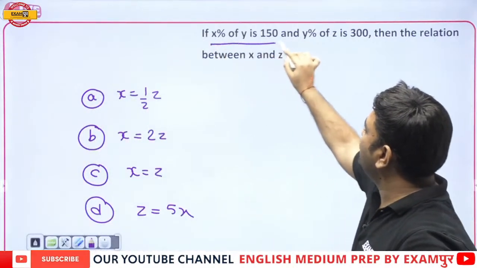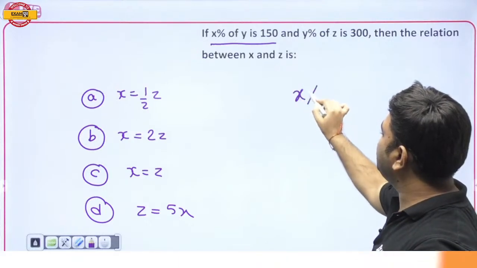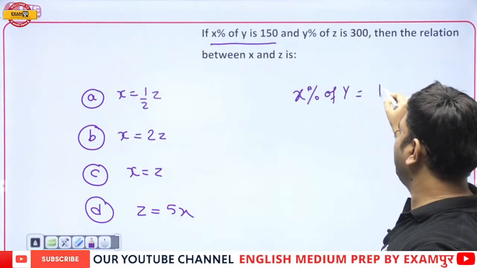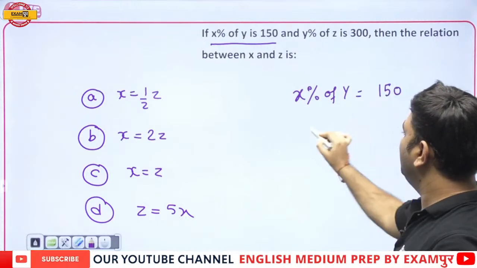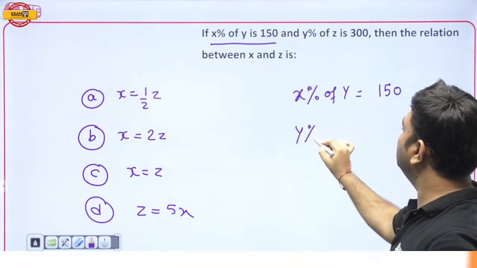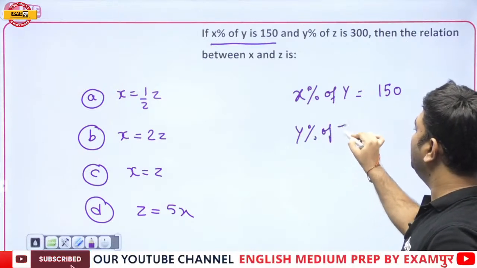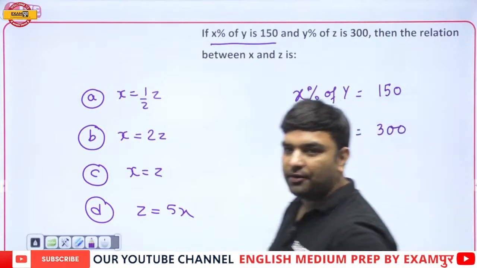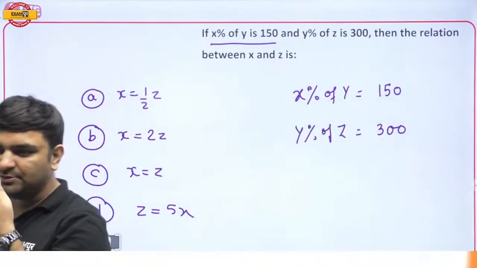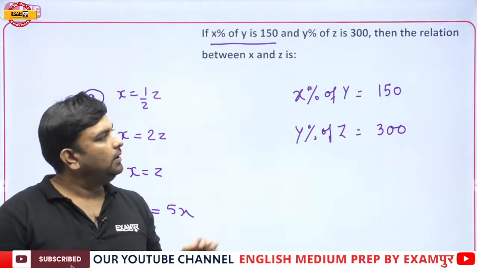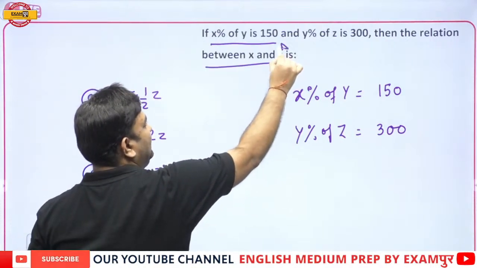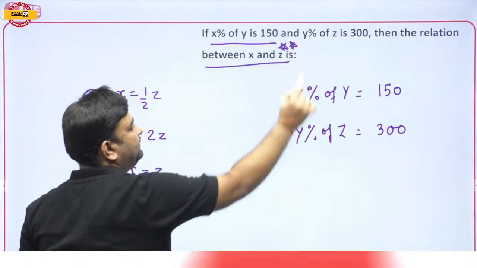X% of Y is 150. Just write down the information. Y% of Z is 300. Just write down the information, guys, whatever is being said. Now, the relation between X and Z.